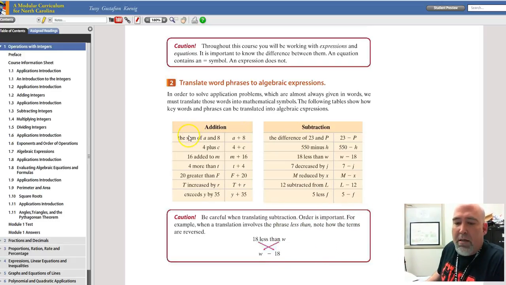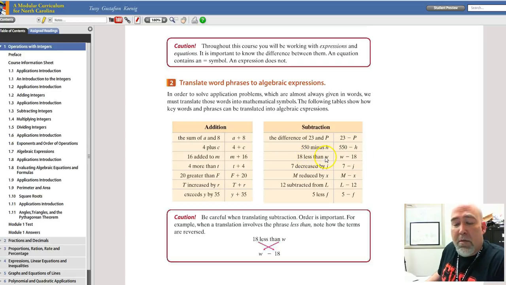So we're looking at the sum, plus, added to. Like these are all the words that mean addition. Subtraction, we have difference, minus, less than, decreased by. The two that I want you to be aware of with subtraction are the less than and the subtracted from. When you see those two, you need to make sure that you switch the direction that they go.